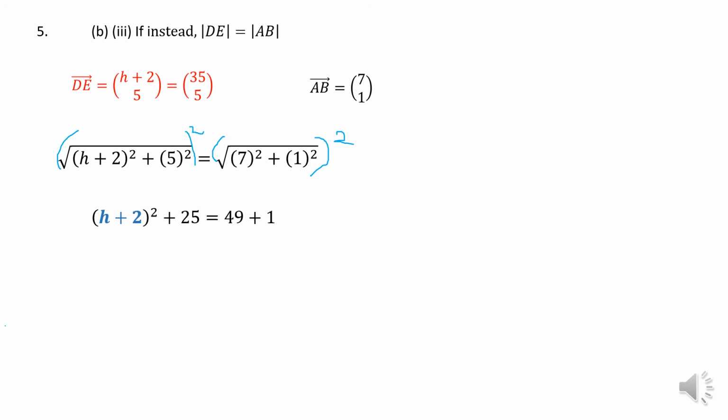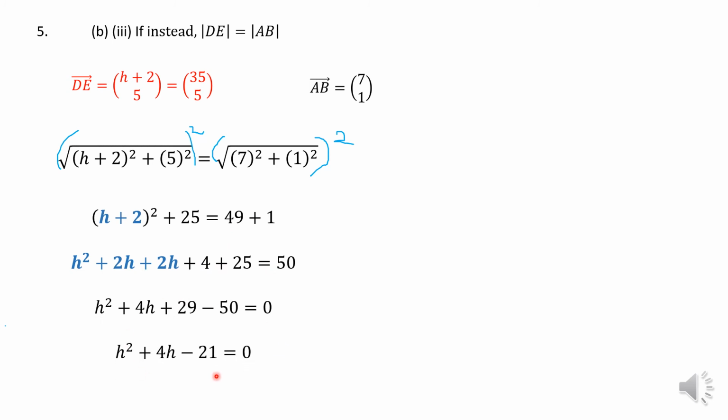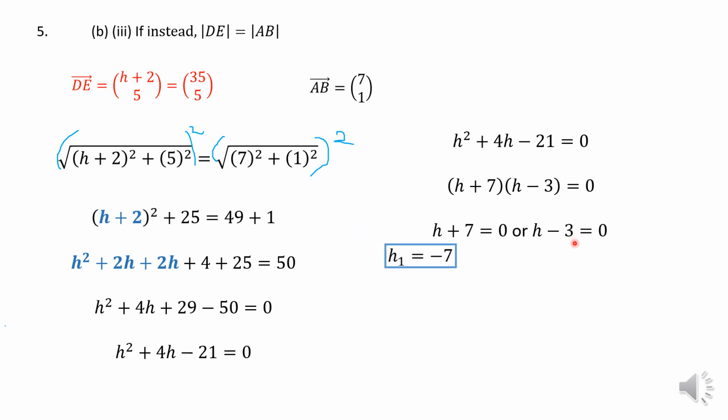I have written that particular one here in blue because you need to multiply that out. It gives you h squared plus 2h plus 2h plus 4. Then plus 25, which is equal to 50 here. Now you clean this up, and you eventually end up with a quadratic equation, which is h squared plus 4h minus 21 equals 0. This equation will definitely factorize, giving you (h plus 7)(h minus 3) as the factors. So equate each to 0. That should give you the answer. One answer is h is negative 7, and the other answer is h is equal to 3.